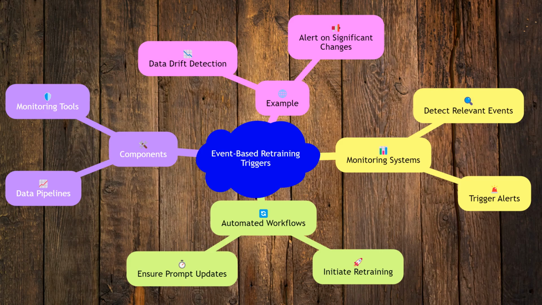Implementing event-based retraining triggers involves setting up monitoring systems to detect relevant events and automate the retraining process. This can be achieved through a combination of data pipelines, monitoring tools, and automated workflows. For instance, data drift detection can be integrated into the data pipeline, triggering an alert when significant changes are detected. Automated workflows can then initiate the retraining process, ensuring that the model is updated promptly and efficiently.